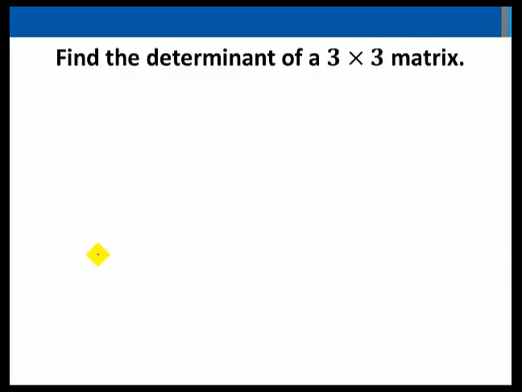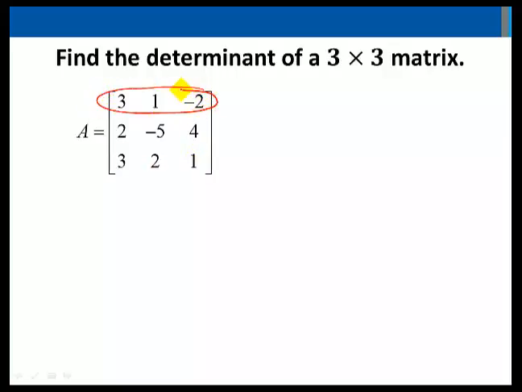Let's find the determinant of a 3 by 3 matrix. Here we have the matrix A, which is equal to 3, 1, -2 in the first row, 2, -5, 4 in the second row, 3, 2, 1 in the third row. We will need to choose any row or column to expand along, and I will select row 1 here.